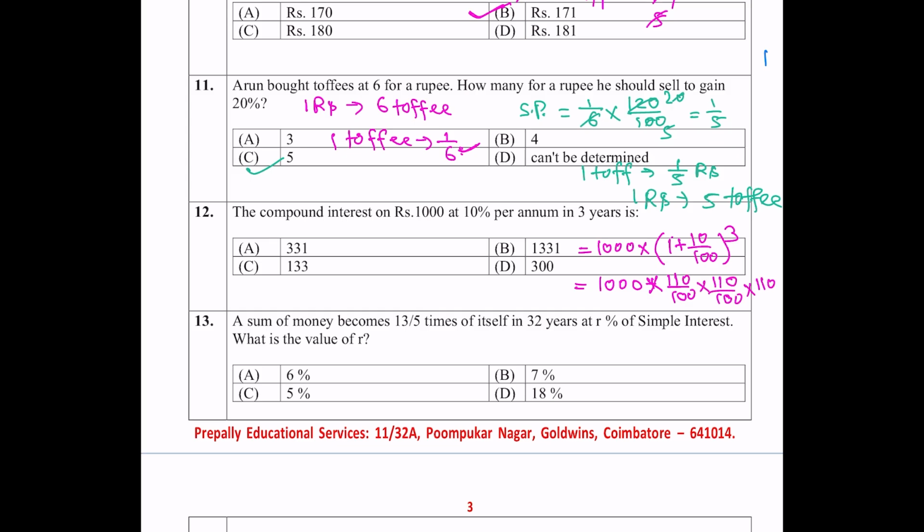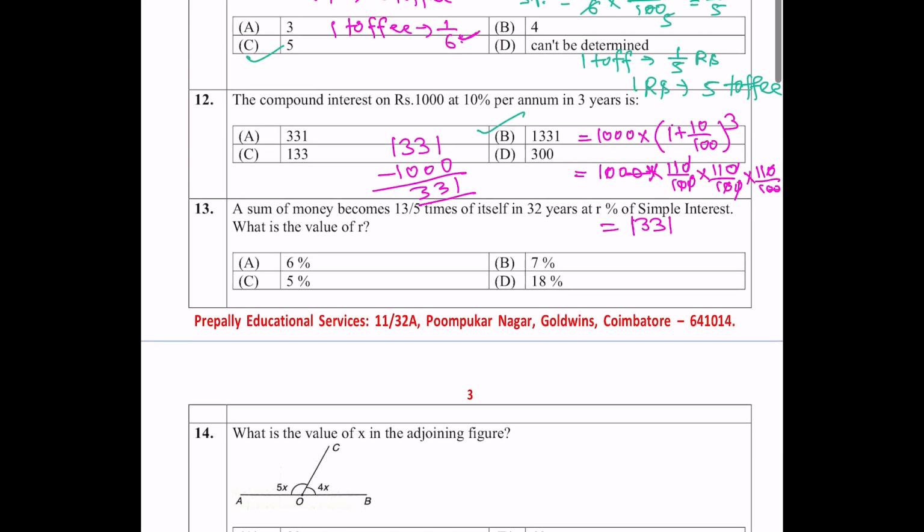So 110 into 100. The 2 zeros cancel out, and this 10 cancels out this 10. Now 11 into 11 is 121, and if you multiply again by 11, we get 1331. But he asked about the interest. Interest means we have to subtract the principal amount 1000 from this value. So here we got the value 331. So the correct answer is option B.